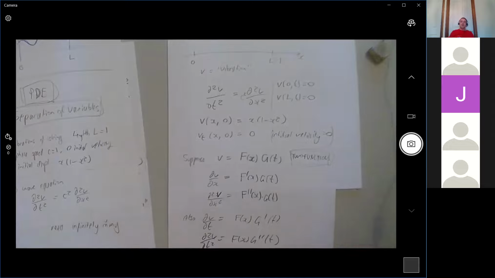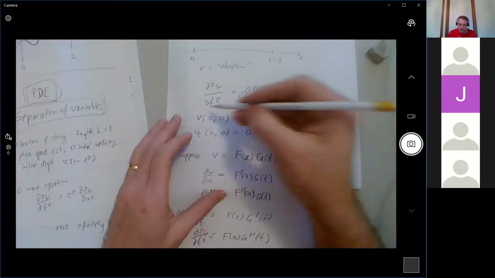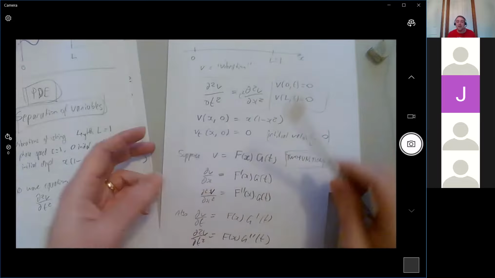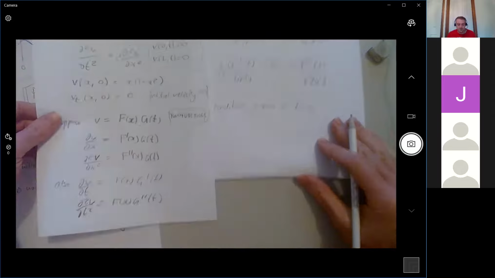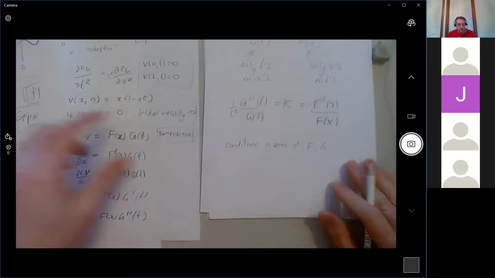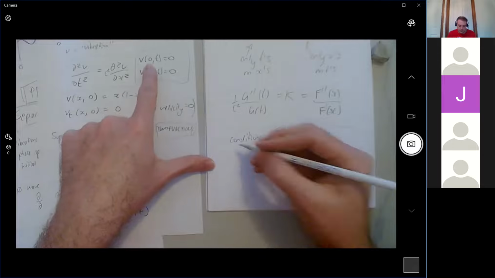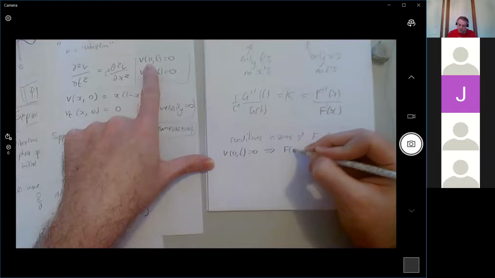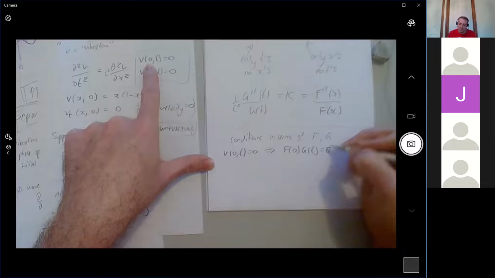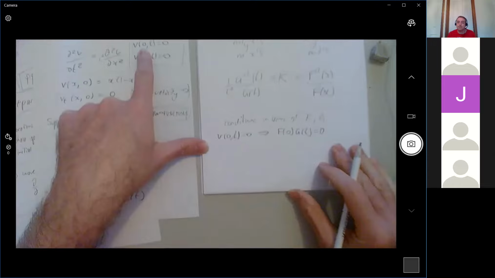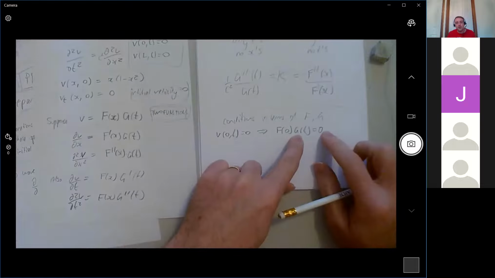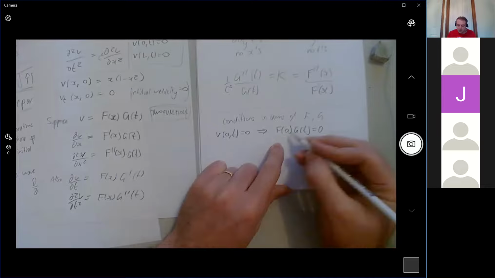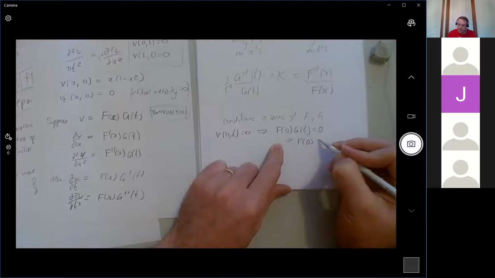Right. So we have to turn all of those conditions here into things that involve just the f and the g and not the v. So when I sub, v of 0, t becomes f of 0, g of t is 0, no matter what t is. So if this is 0, no matter which t I pick, it's always 0. That means the only way that could possibly happen is if capital F of 0 was 0.